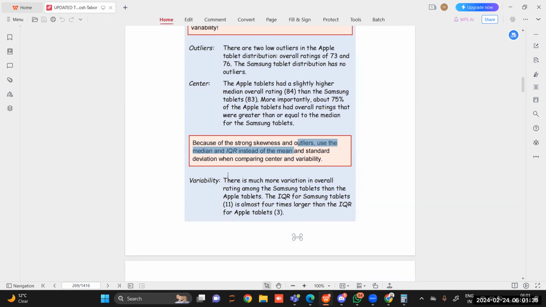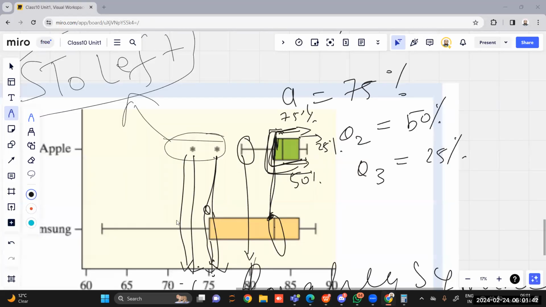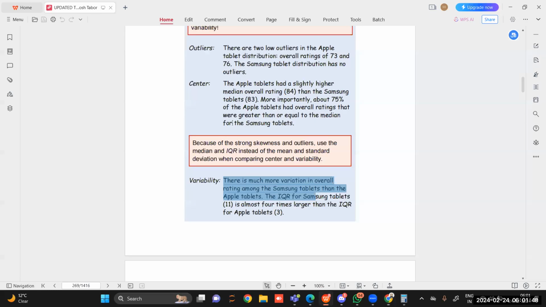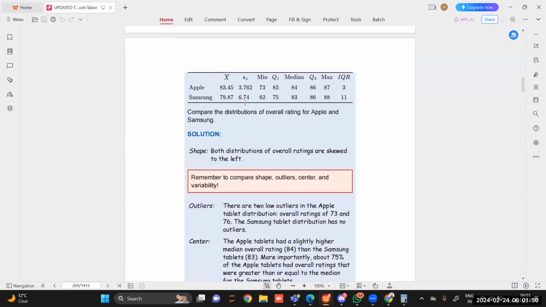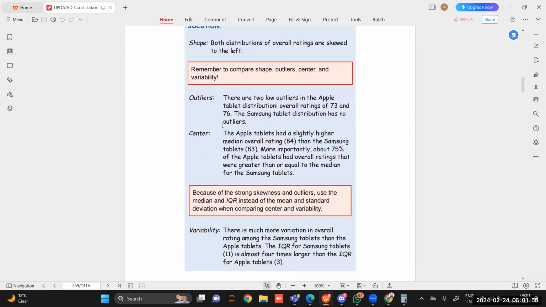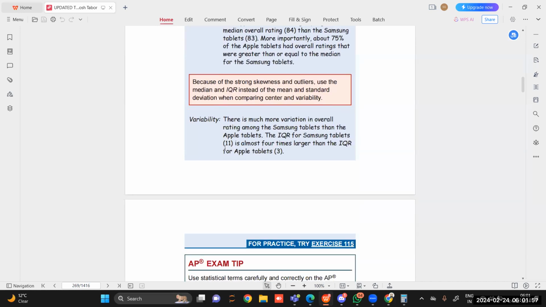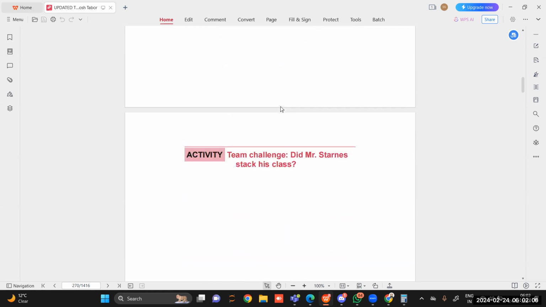Yes, there is much more variation in overall rating among Samsung tablets than the Apple tablets. So you can see that there is more variability. The box plot of it is greater and there is more variability. So the standard deviation of Samsung will be more. See here. Yes or no? The standard deviation of Samsung is more. We can examine what you practically see in more things here in this example. Yes or no? So this was the thing.